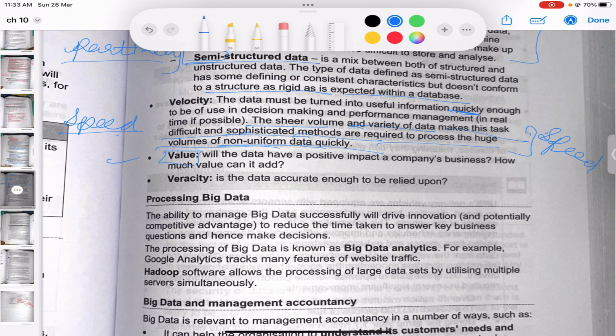Now what do you understand by value? What value does big data provide to the business? What kind of positive impact does it have on the company, and what value can it add? Now we come to the last word, which is veracity. Veracity deals with whether the data is accurate enough. It checks the accuracy of the data. Is it reliable? Is it accurate? That is what is talked about when we are talking about veracity.